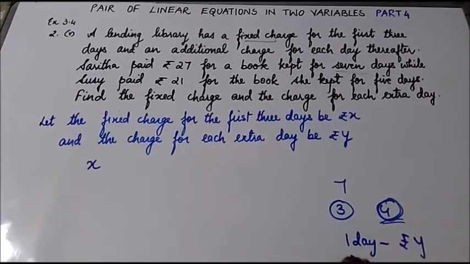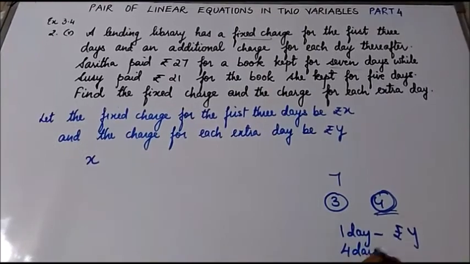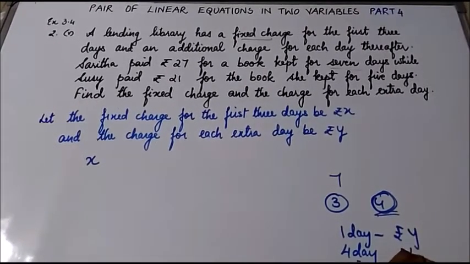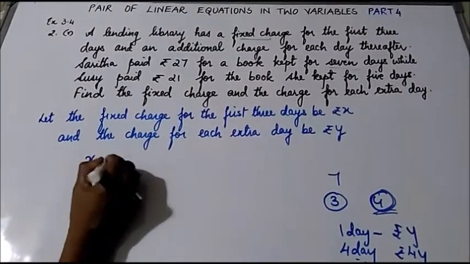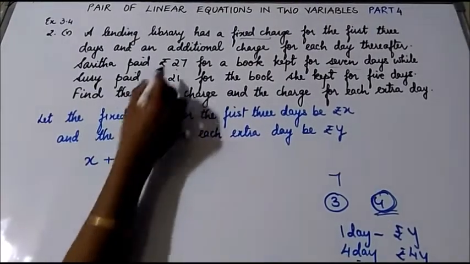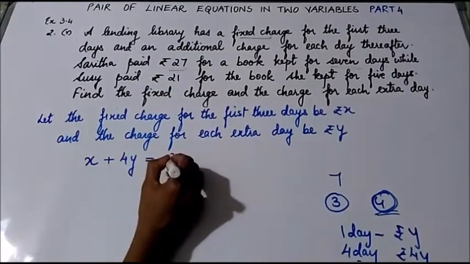How many extra days are here? 4 days. How much does she have to pay? 4 into y. So it will come here plus 4y. What's the total amount she paid? 27. This is equal to 27.